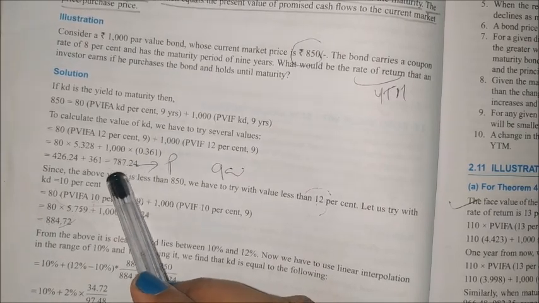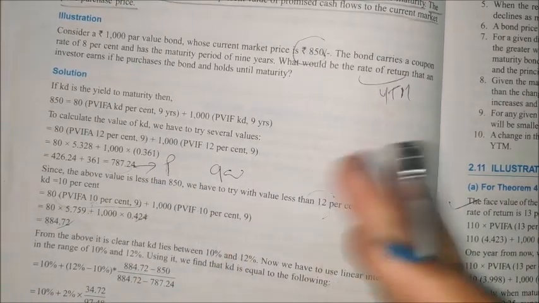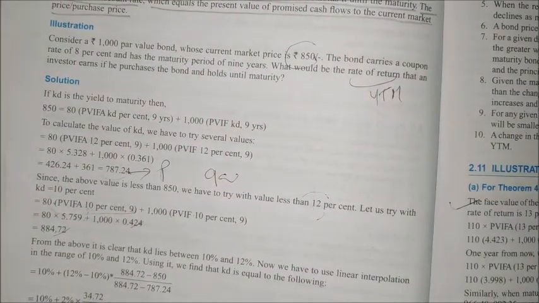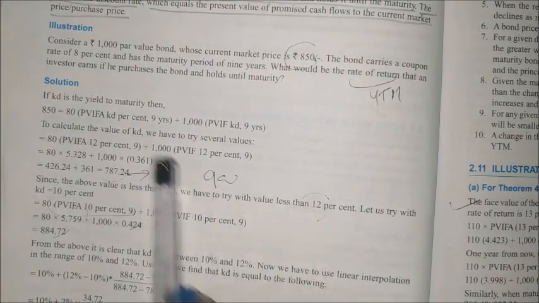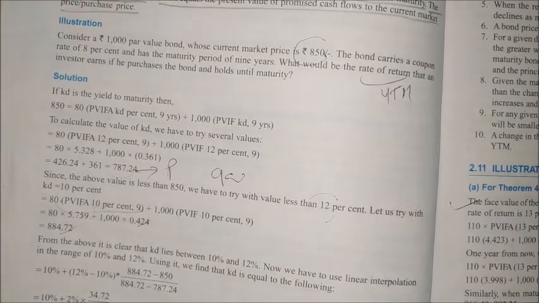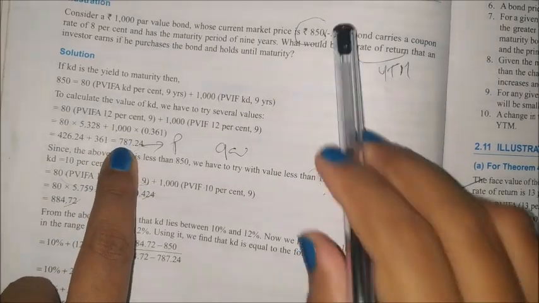So 787 is less than 850, and 650 is also less than 850, so that is not useful. I need one value more than the market price and one value less than the market price. Hope you understand. If you put a lower interest rate, then the price of the bond will increase. That's what happened. One price I got was 787, less than 850, and I need another price.